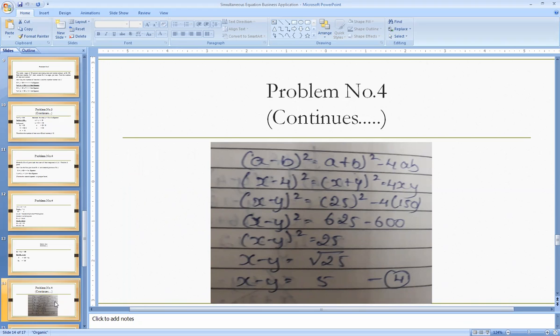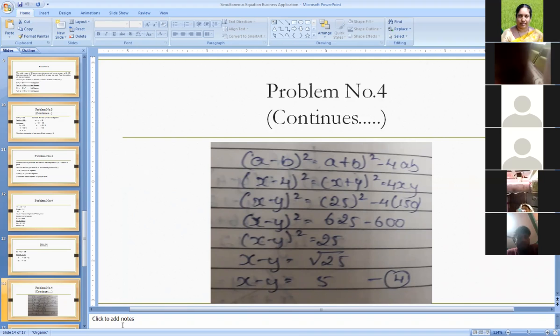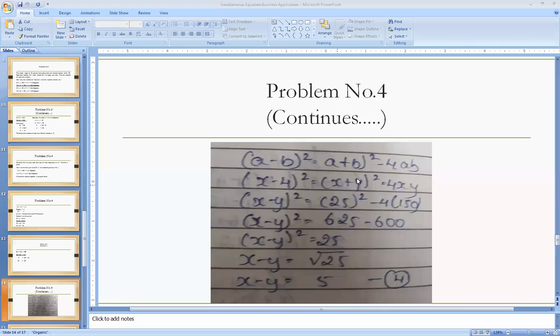We have to think about which formula lets us substitute the values, both the product of a and b, or the product of x and y. There is a formula that (a minus b) whole square is nothing but (a plus b) whole square minus 4ab.